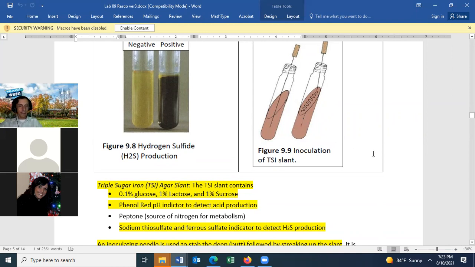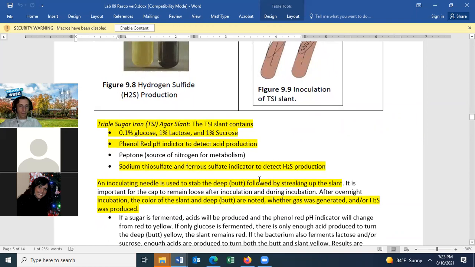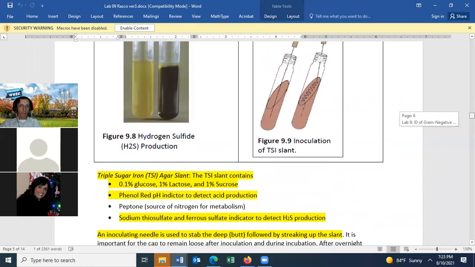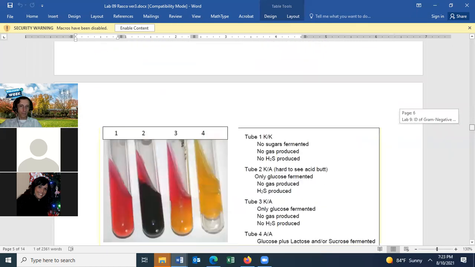TSI agar slant is a complex media that has 3 sugars in it. Glucose at only 0.1%, and then lactose and sucrose at 1%. There's a phenol red pH indicator and peptone in it, as well as sodium thiosulfate, which is what turns the hydrogen sulfide black. All right, so you inoculate the triple sugar iron tubes, and then you look at the table for interpreting it.